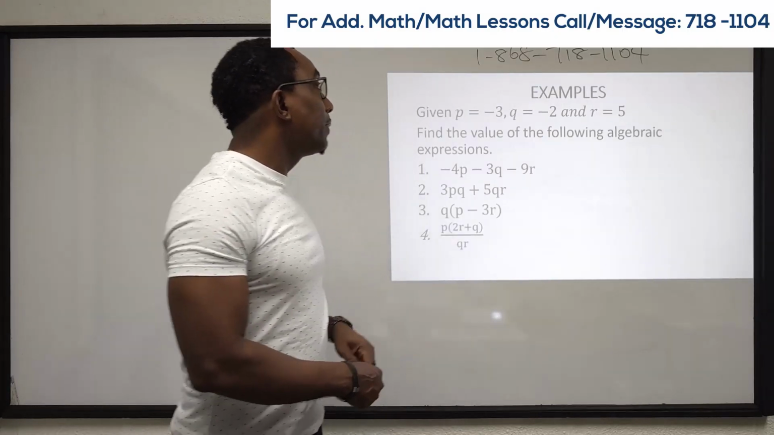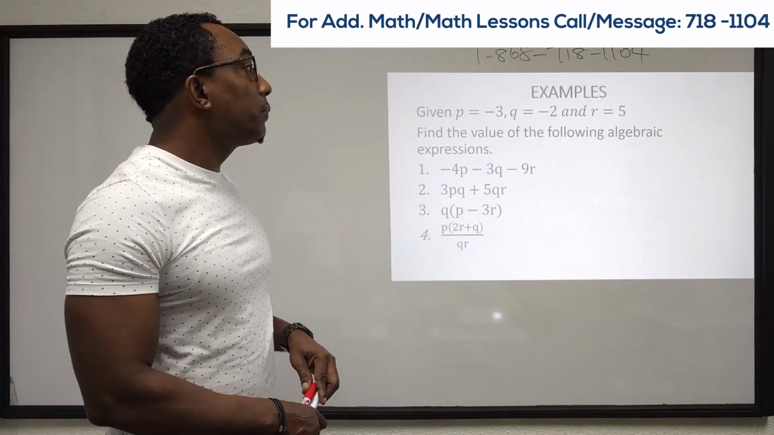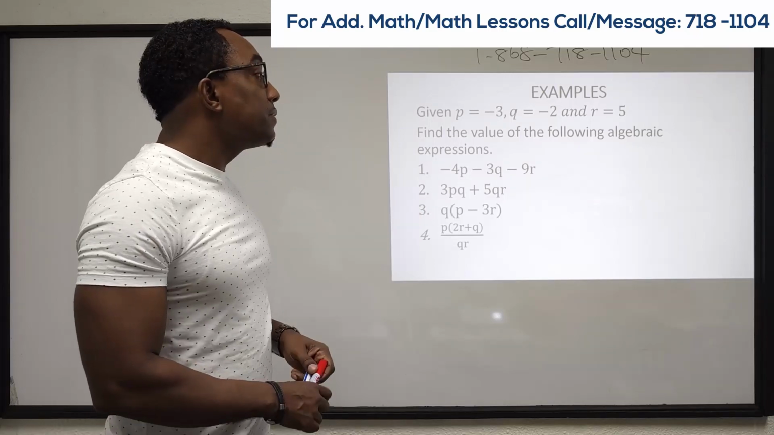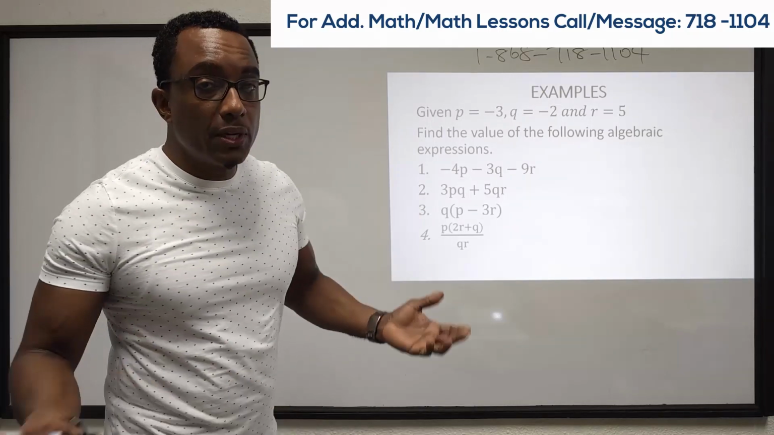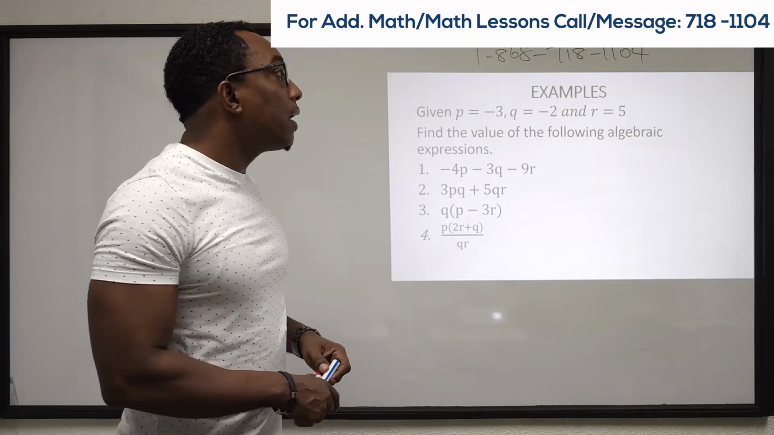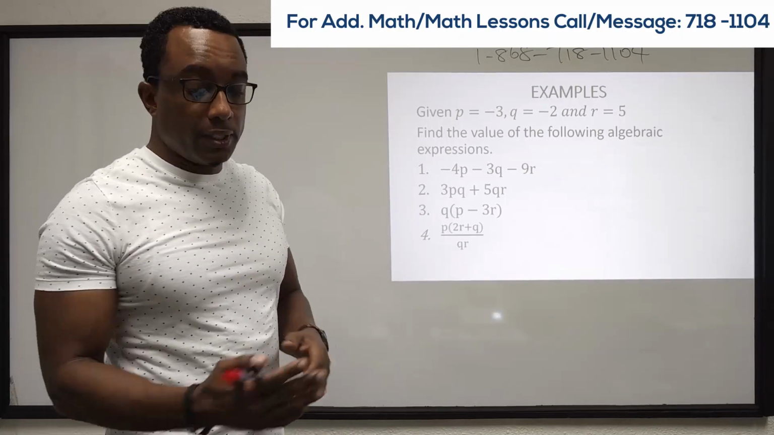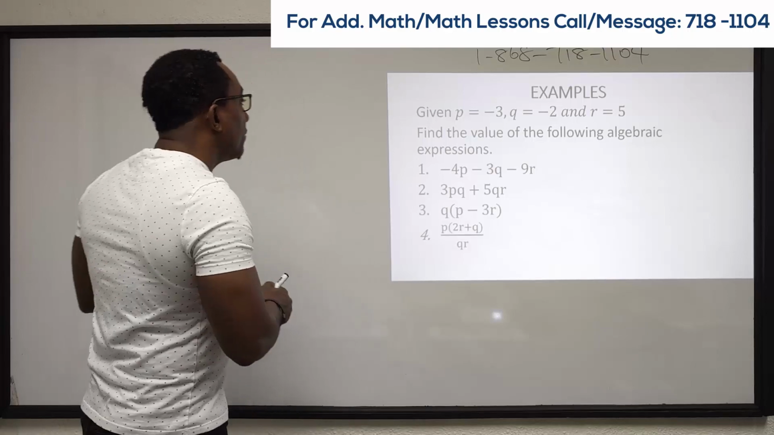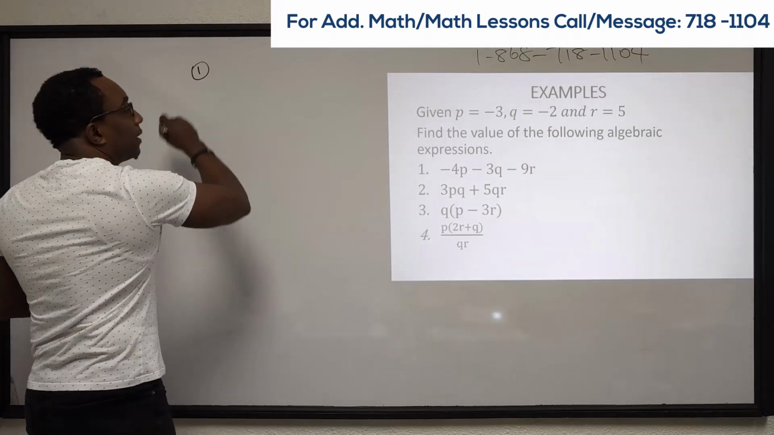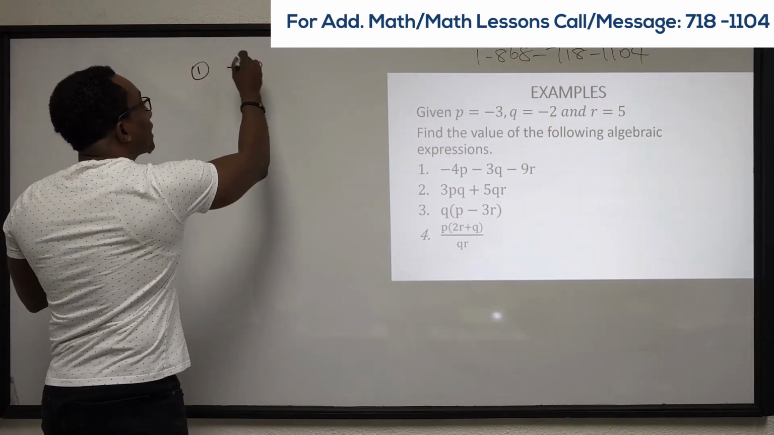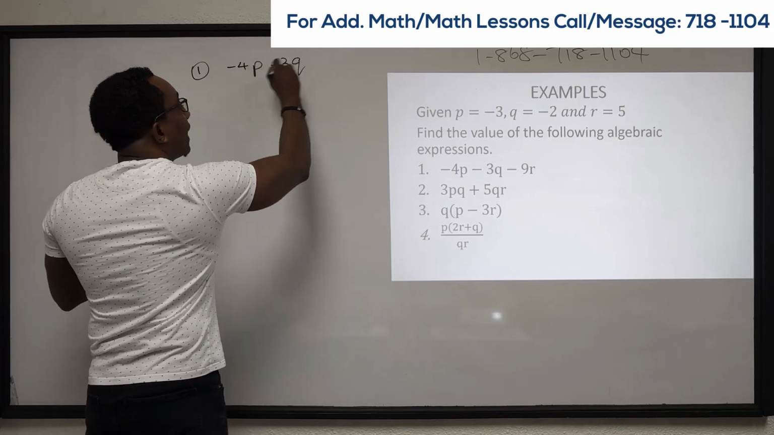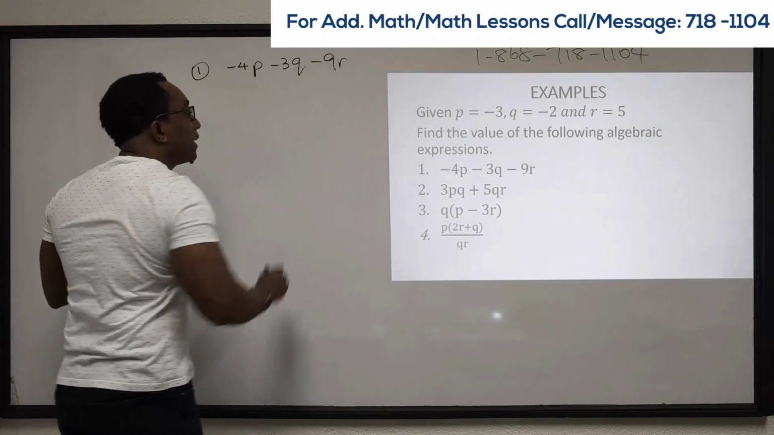We have another example. Given p is equal to negative 3, q is equal to negative 2, and r is 5, they want us to find the value of the following algebraic expression. So let's go through this together. We have here 1, the algebraic expression negative 4p minus 3q minus 9r.